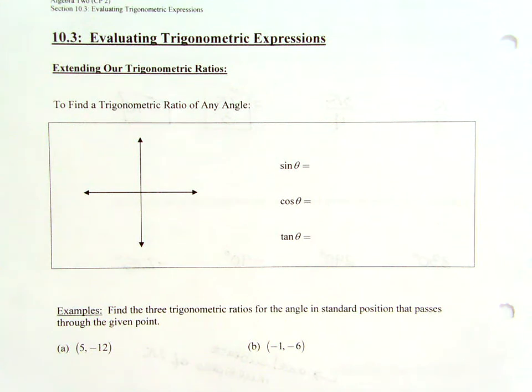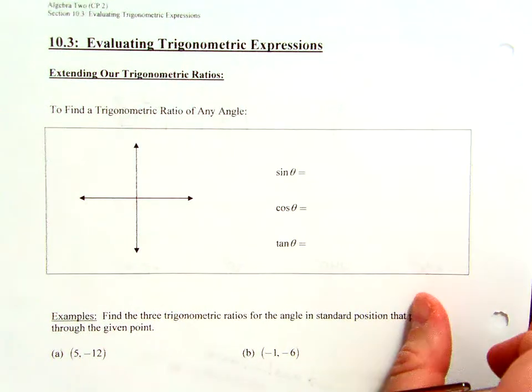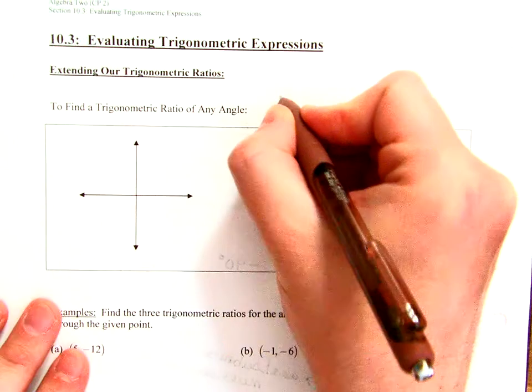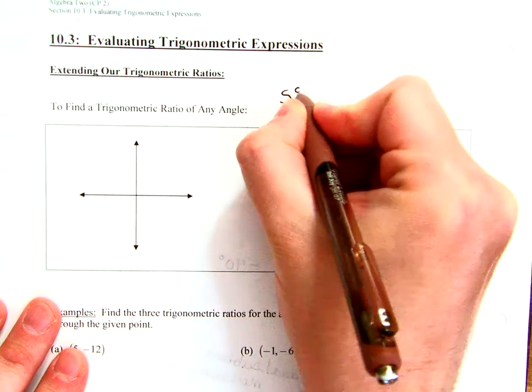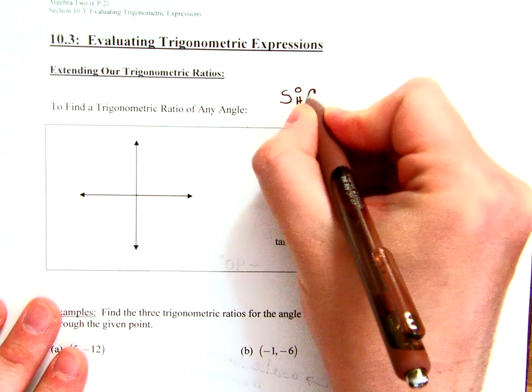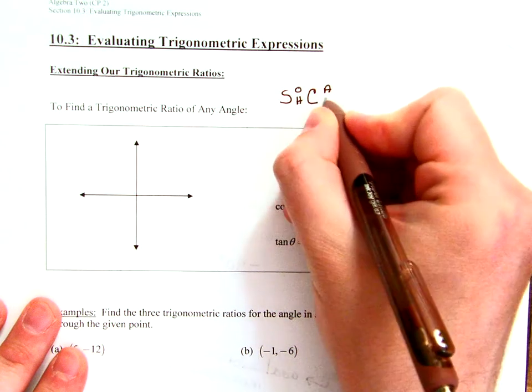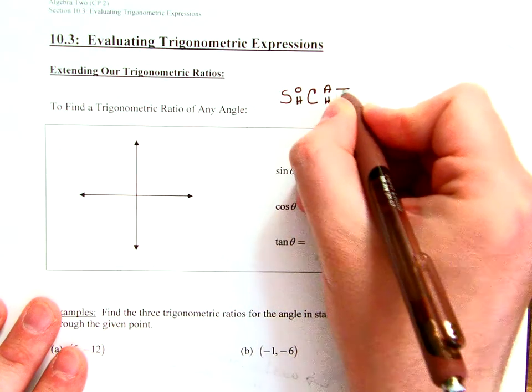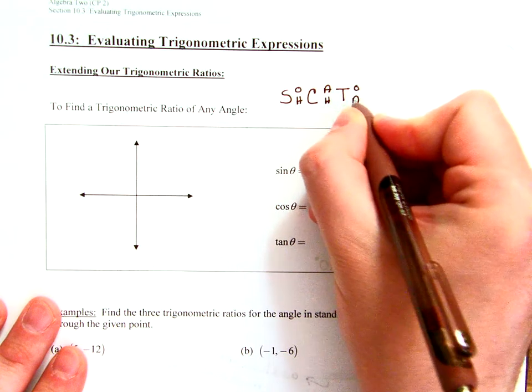So today we're going to start moving into section 10.3, our final section, which is going to put the angle ideas from 10.2 together with the trig ideas from section 10.1. In 10.1 we talked about sine, cosine, and tangent, and of course we had that whole SOHCAHTOA thing. Sine is the opposite over the hypotenuse, cosine is the adjacent over the hypotenuse, and tangent is the opposite over the adjacent.